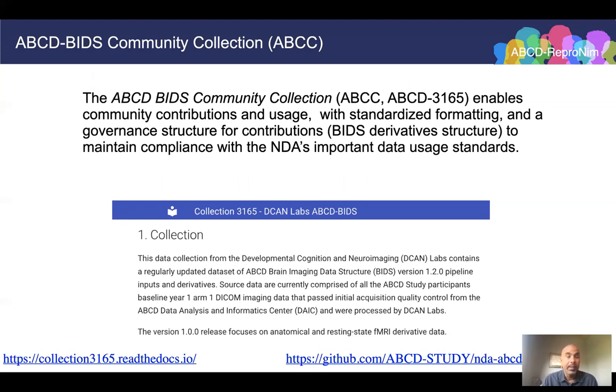So this community collection does allow, through some of the information in the docs here, for community contributions and usage, with standard formatting and a governance structure for contributions, i.e. the BIDS derivative structure. It does so through the NDA to maintain compliance with the NDA's important data standards. So any individually derived data from folks outside the community, or outside the ABCD proper, will have to be shared through the NDA. And this is one resource that can help with that distribution.